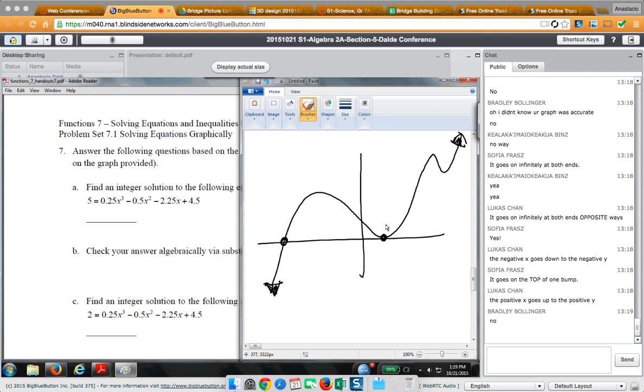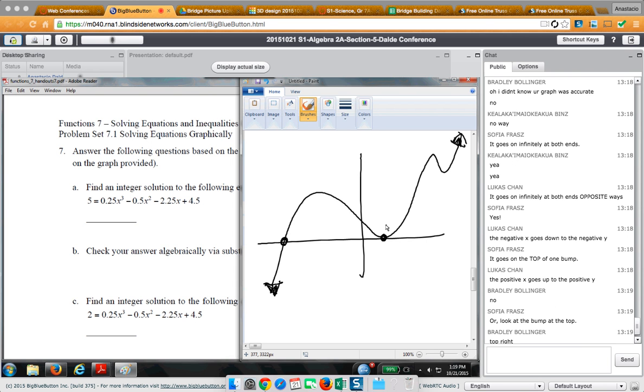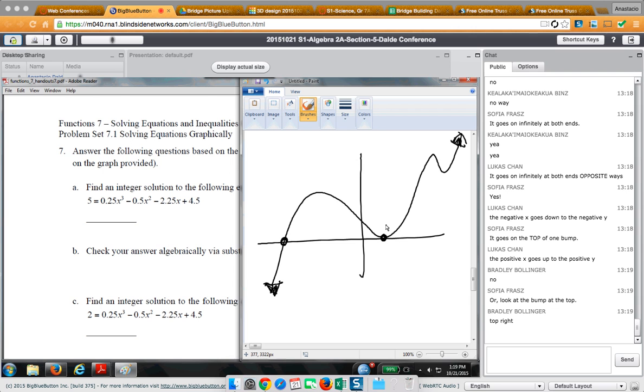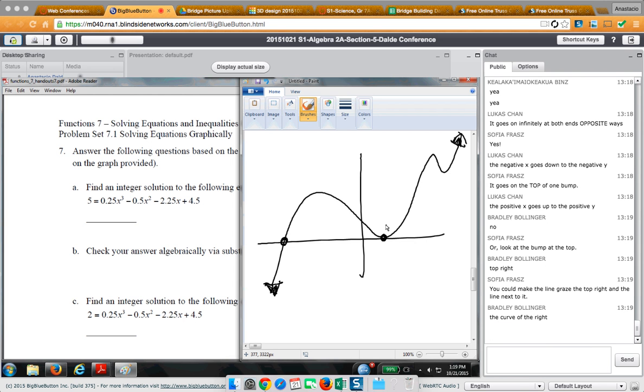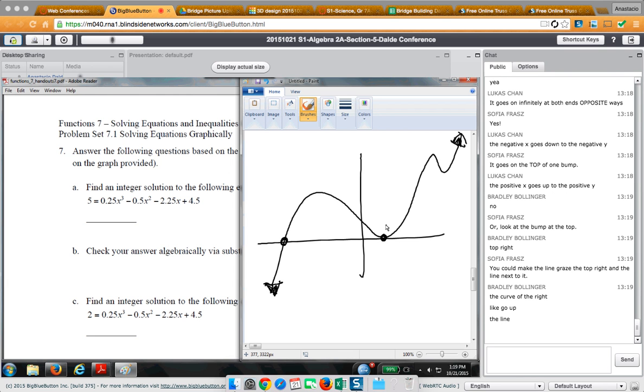Oh, so if it's the x-intercepts, it'll only have... Well, would that be dependent on the shape of the graph? Because what if the curves all go through the x-axis? Oh, look at the bump at the top. What about the bump on the top? What are you talking about? I think she means right here and right here. The curve on the right? Well, I could figure out a parabola that will have that property. So is it possible to have all of the curves go through the x-axis? Yeah, you could have a parabola that looks like this.